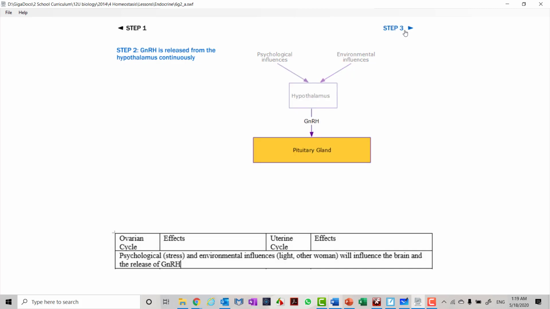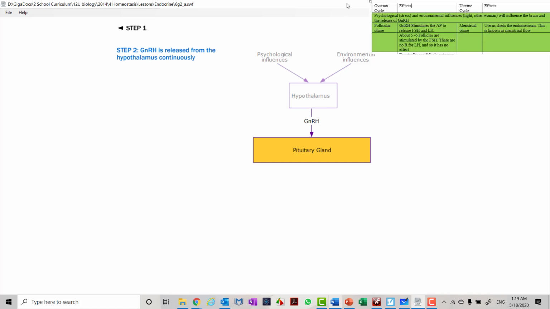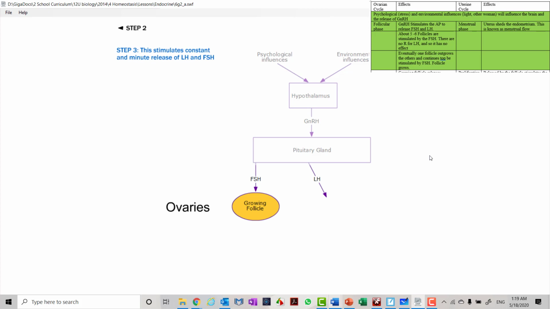But once everything's ready to go, then we have the first hormone that's released. So just like in the male, the gonadotropin releasing hormone is released by the hypothalamus, and this will stimulate the pituitary gland. This will then cause the pituitary gland to release two hormones, FSH and LH. The FSH and the LH both go throughout the body, but the LH has no home. It just floats around and disintegrates.